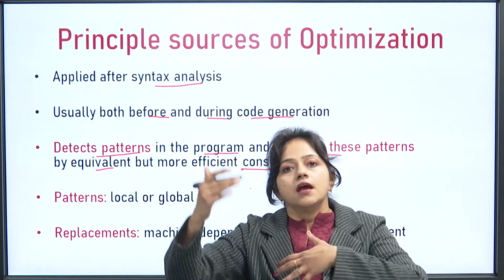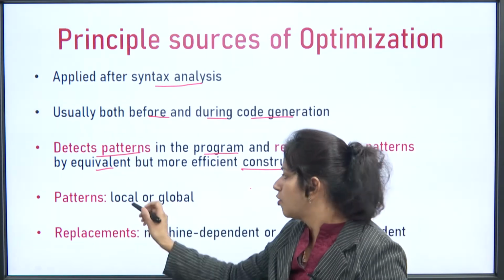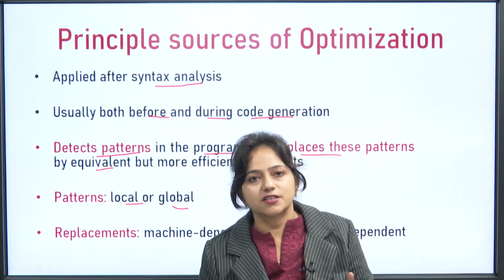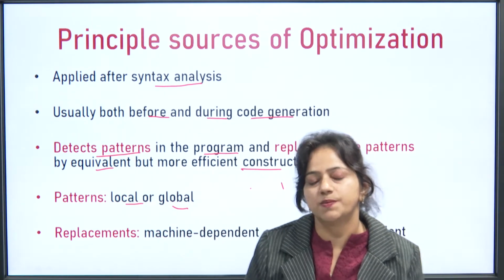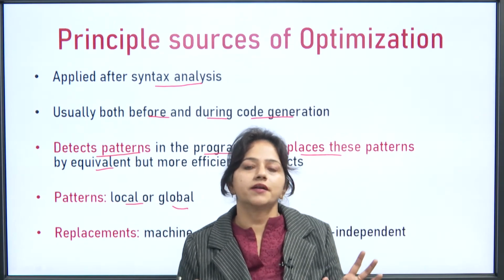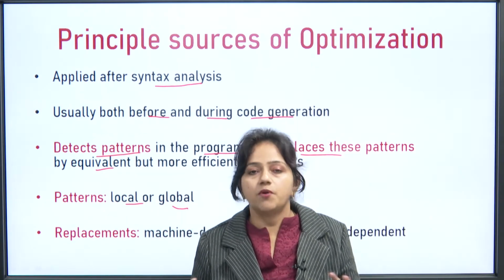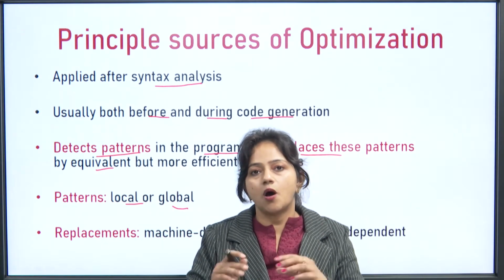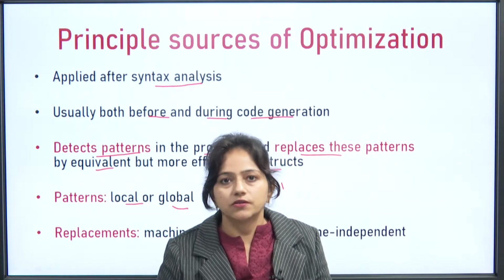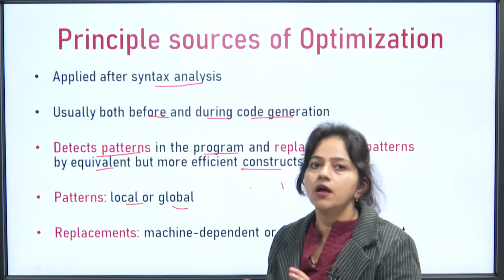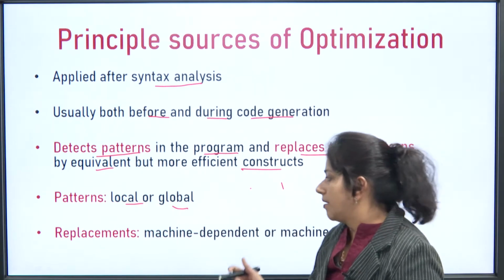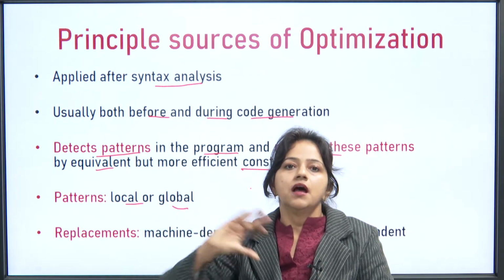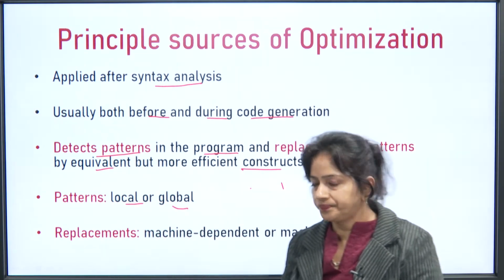Pattern can be matched in local context as well as in global context. Local context or global context, here I can specify now. In the previous class we talked about blocks, and we talked about how we can do the optimization within the block or outside the block. So, this gives us the idea of local or global. Some of the patterns can be found within the block, or some patterns can be found outside the block also.